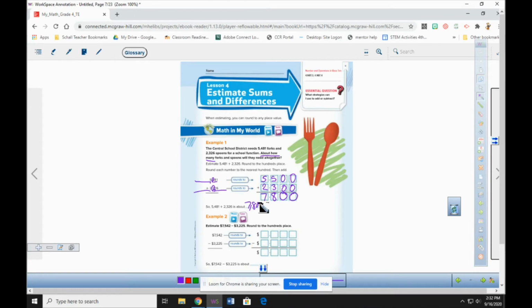Example 2. Estimate $7,542 minus $3,225. Round to the hundreds place. So we're going to round to that same place again. We're looking at the 5, and the 4 to the right tells us what to do to it. 4 tells us to round down. That means that our 5 is going to stay a 5. Everything to the left stays what it is. Everything to the right becomes a 0.